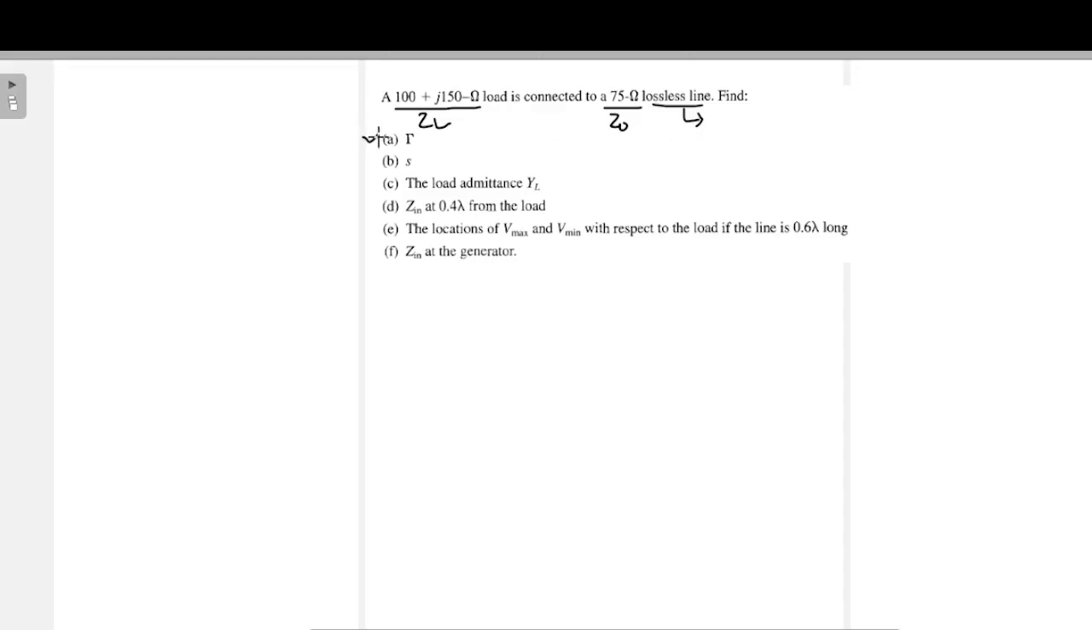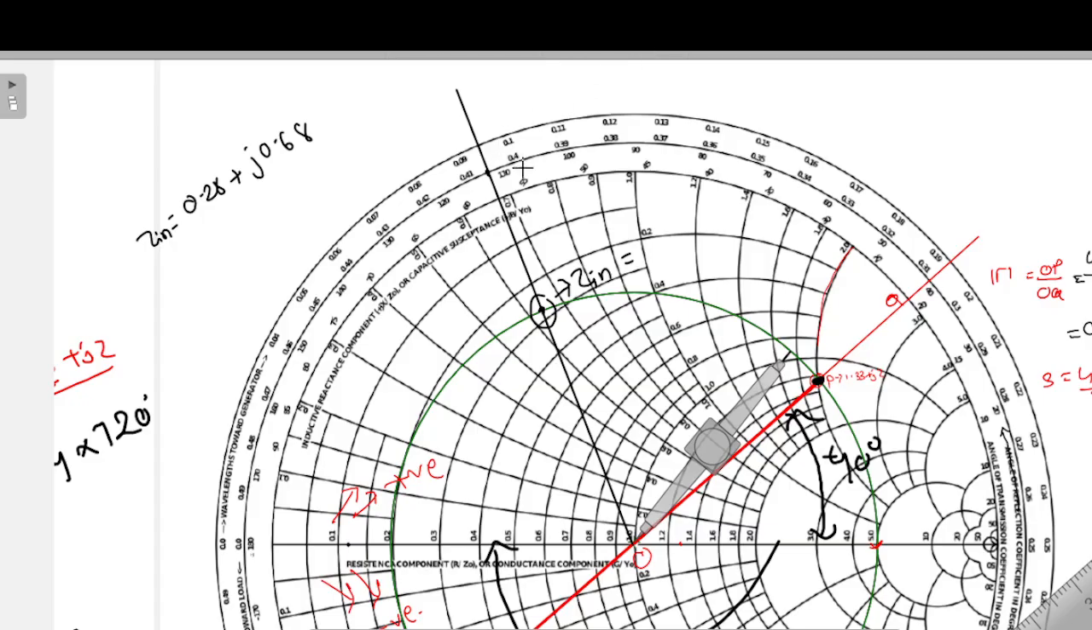We have to find the reflection coefficient, SWR, load admittance, Zin at this distance, and the locations of Vmax and Vmin, that is maximum voltage and minimum voltage, with respect to the load, if the transmission line length is 0.6 lambda, and Zin at the generator, considering this is the length of the transmission line. So we will be doing it with the help of the Smith Chart.